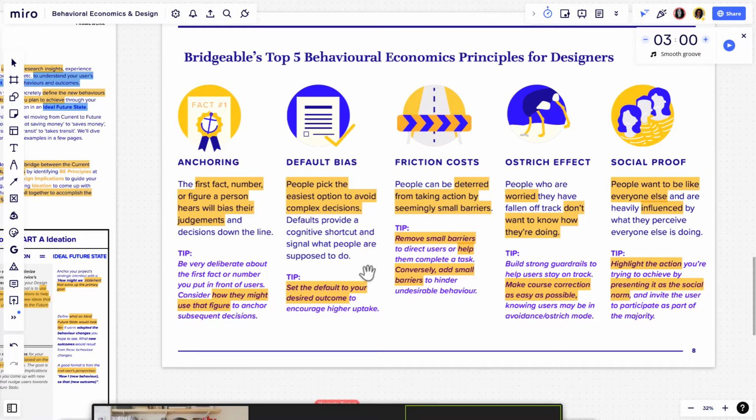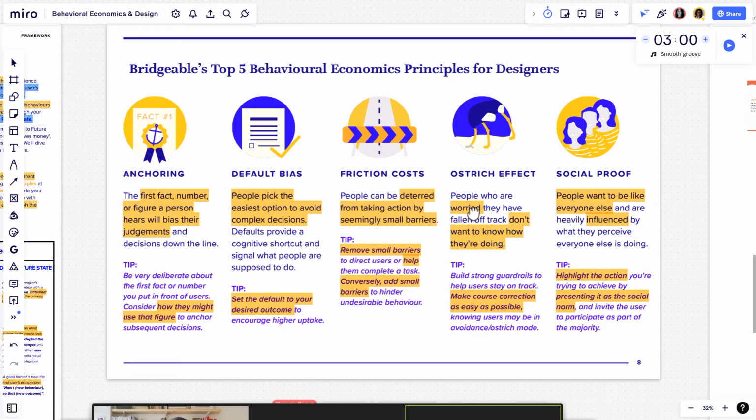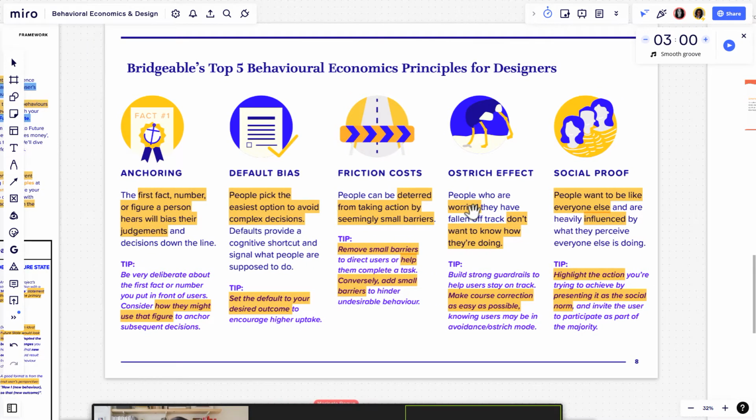So using georeferencing, we can set those defaults, and that eases the experience. Setting the default to your desired outcome could help users very much. Then friction costs: people can be deterred from taking action by seemingly small barriers. So having this in mind, we can remove small barriers to help direct users to complete the tasks they're intended to do with our application.